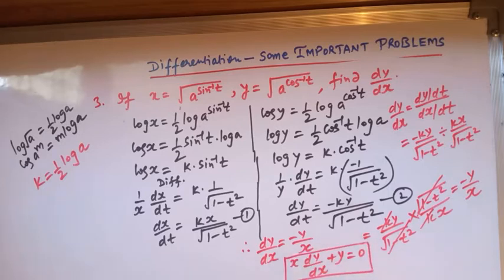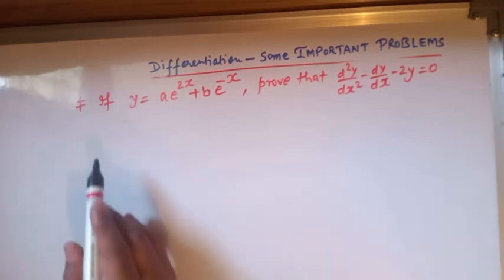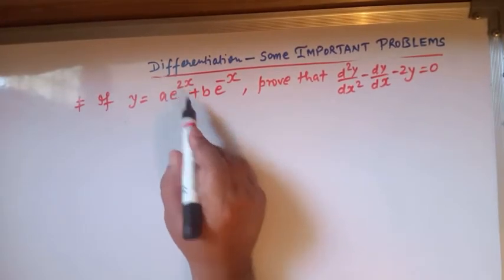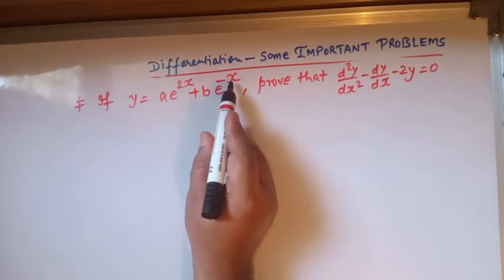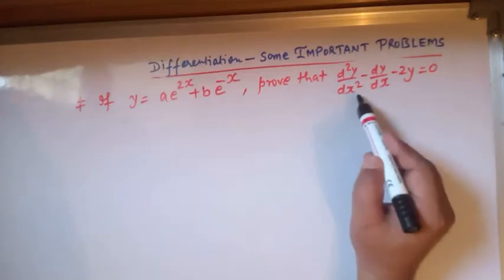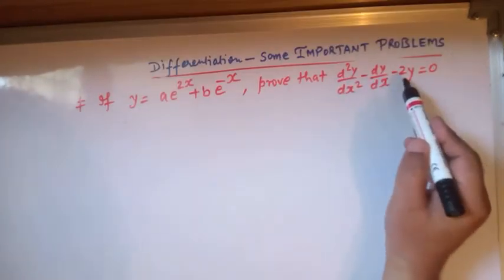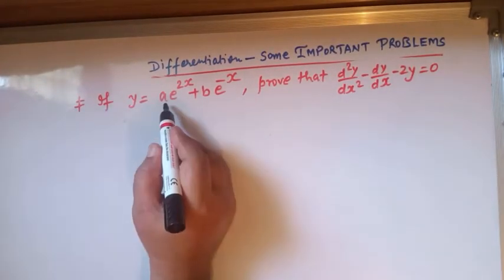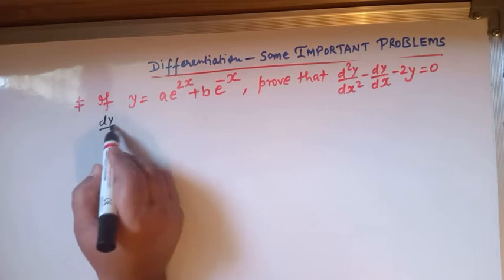Clear? So viewers, let us take one more example. So viewers, here we have the problem: if y is equal to a times e raised to 2x plus b e raised to minus x, then we have to show that d2y over dx2 minus dy over dx minus 2y equal to 0. So what we will do here, we'll first find the first derivative.